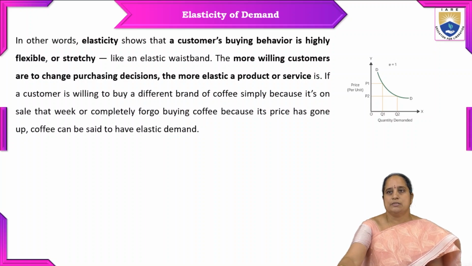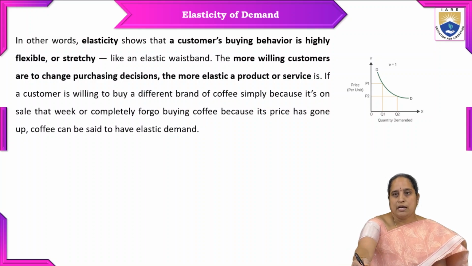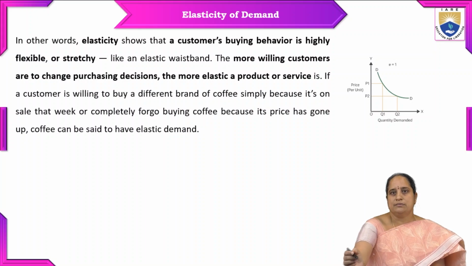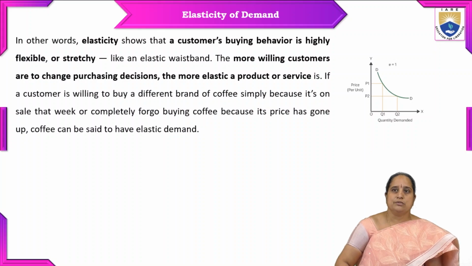So let us see this graph. In this graph, when the price is P1, the price is high, so the quantity demanded will be less. When the price decreases to P2, the quantity demanded increases. That is the relationship between the price and quantity demanded.